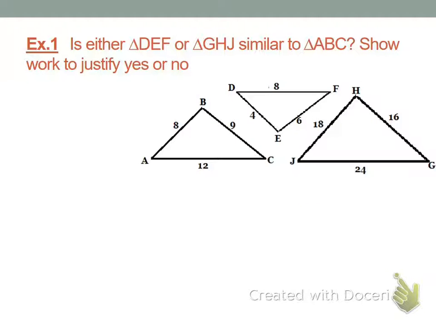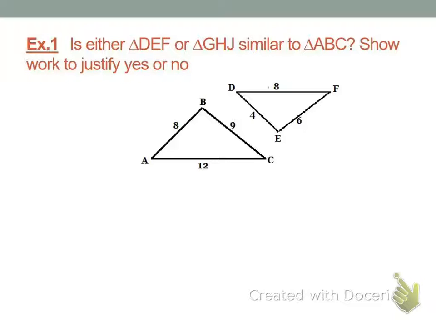Is either triangle DEF or triangle GHJ similar to triangle ABC? Show work to justify yes or no. So if we know we're starting with triangle ABC, let's pick another triangle to start with. So let's go with DEF. So for now, I'm going to just focus on those two. So on the board, I'm going to take away the third one just so we're not tempted to use it. We'll bring it back in a minute, so don't actually cross it off on your page.